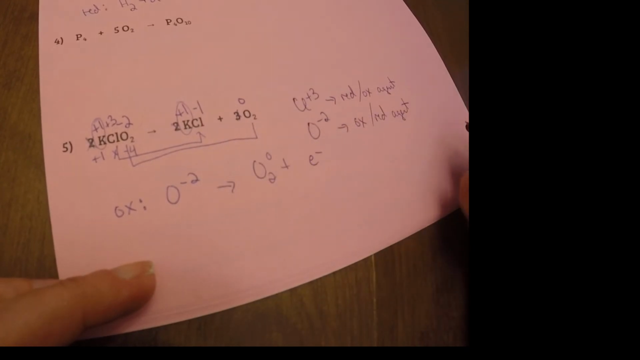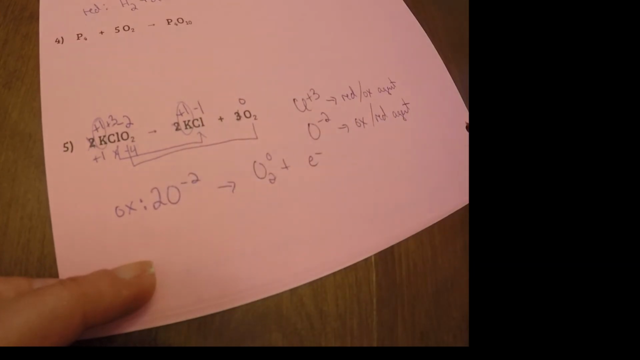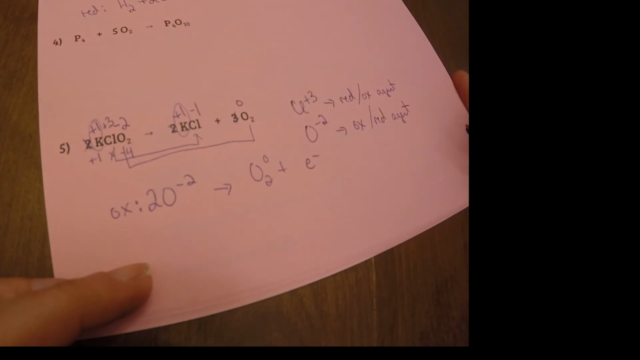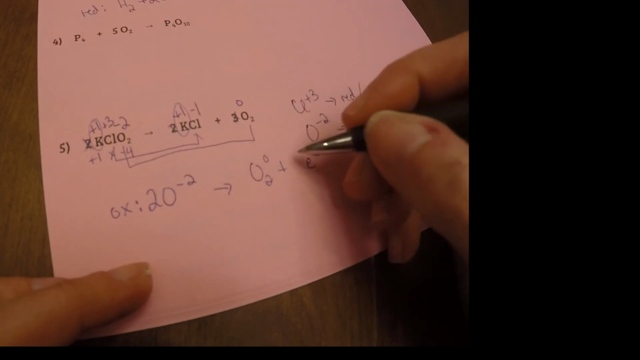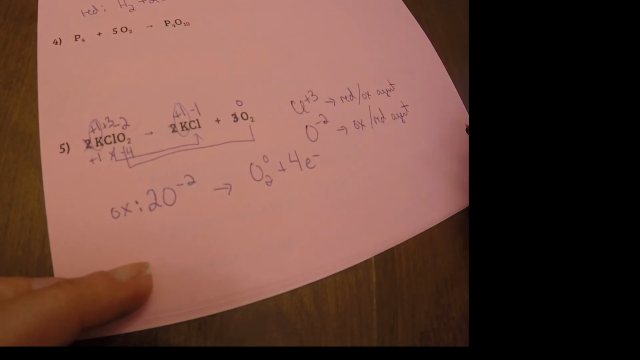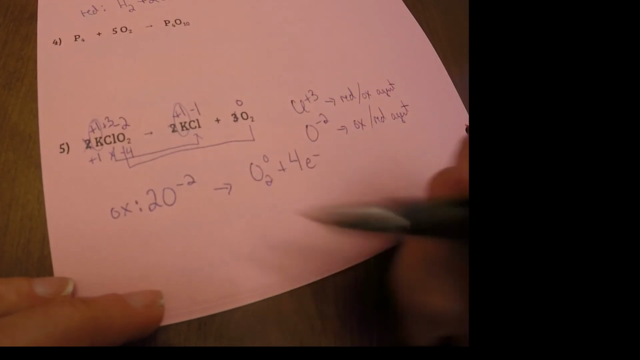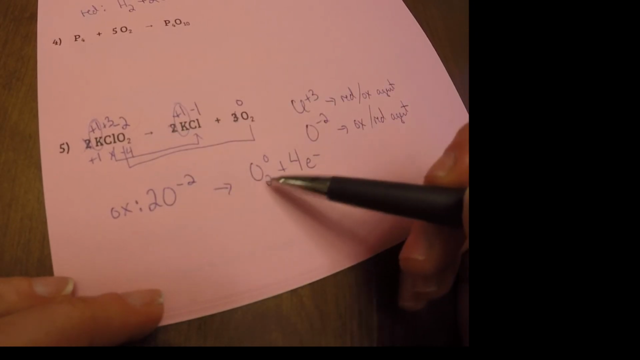1 ion can't become 2 atoms, so there has to be 2 ions. Each ion needs to lose 2 electrons to become 0, so that's a total of 4 electrons lost. 2 times -2 is -4. 0 plus -4 equals -4. 2 ions, 2 atoms, balanced for both mass and charge.